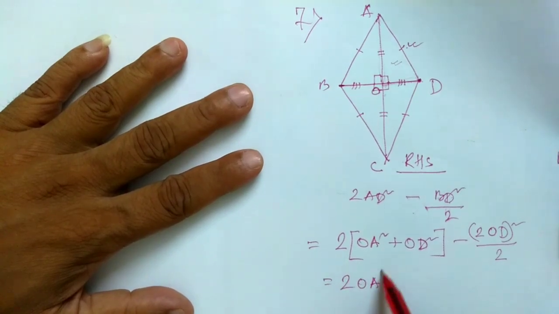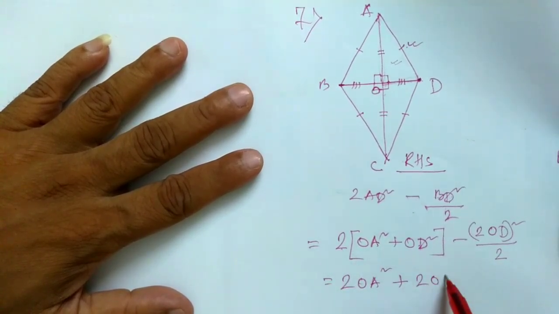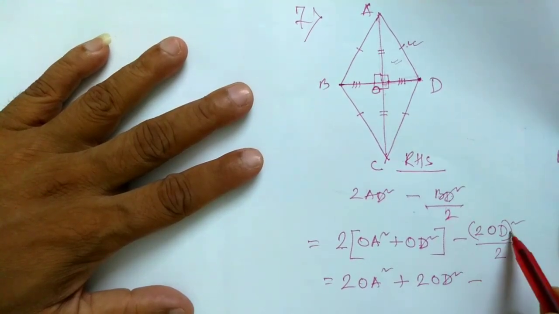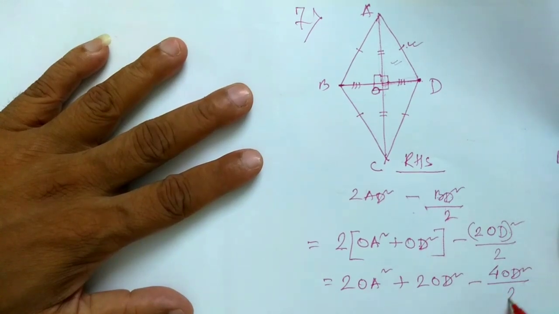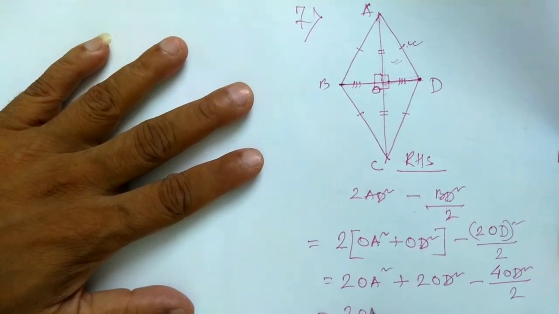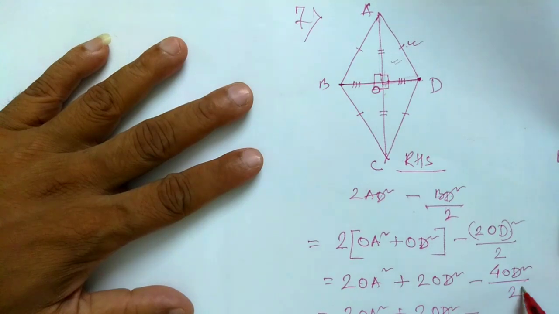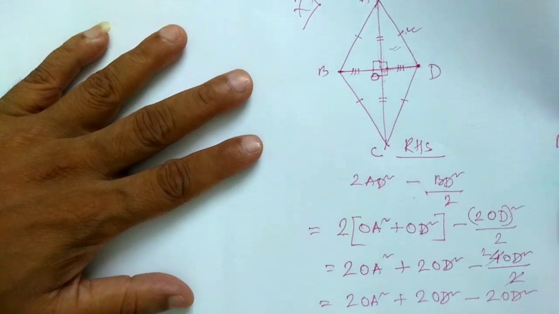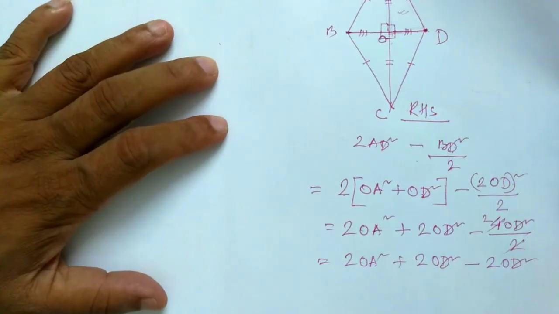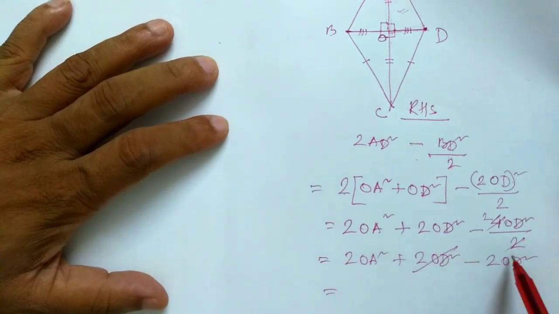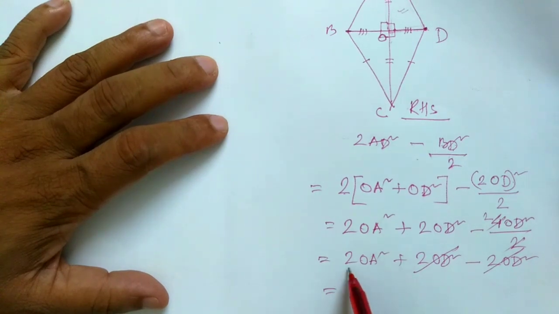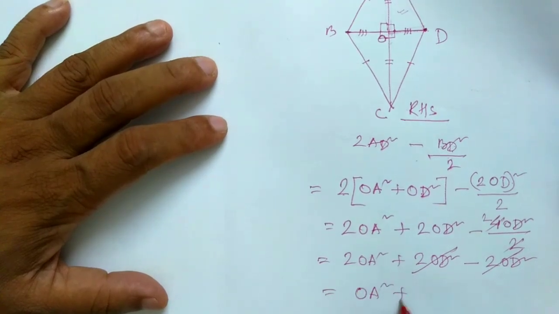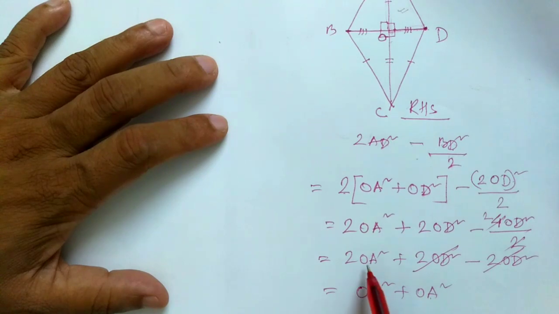Now 2OA square plus 2OD square minus 4OD square by 2. That is 2OA square plus 2OD square minus 2OD square. Now you can see, 2OD square minus 2OD square cancelled. So we are getting 2OA square. So instead of writing 2OA square, I can write OA square plus OA square, because OA square plus OA square is 2OA square.